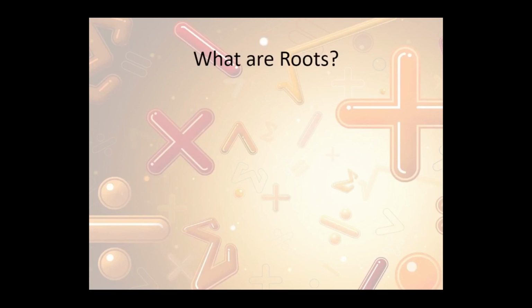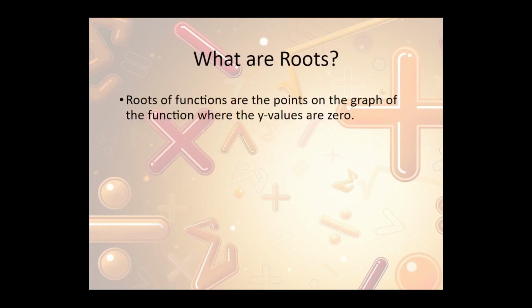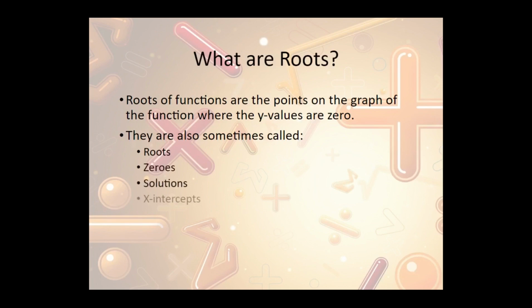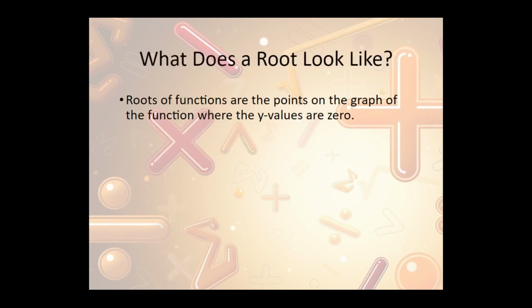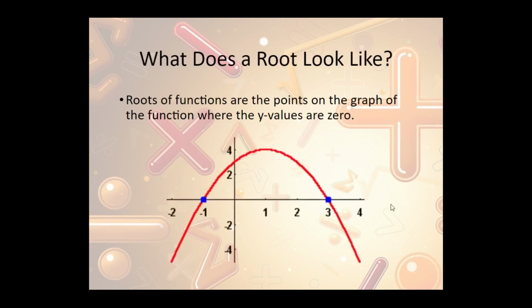Okay, what are roots? Roots of functions are the points on the graph of a function where the y values are 0. Another way to think of this is where the graph touches the x-axis. We also call them zeros, solutions, and x-intercepts. So all of those are different things that roots can be called. So what does a root look like? It's an x-intercept, or where the line crosses the x-axis. So it crosses here, and then it comes back down and crosses here. We call those the roots.